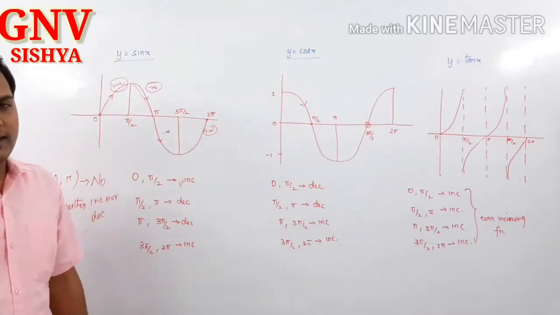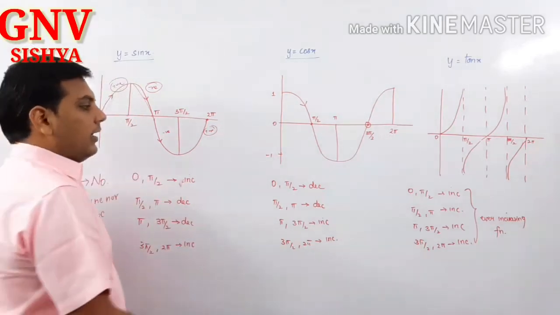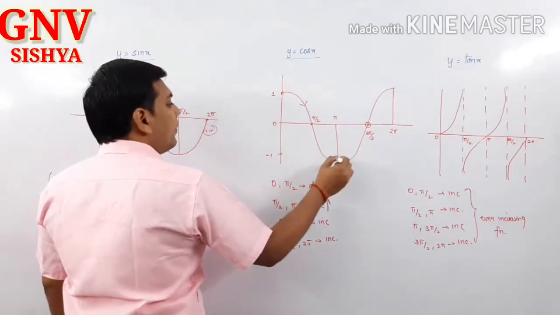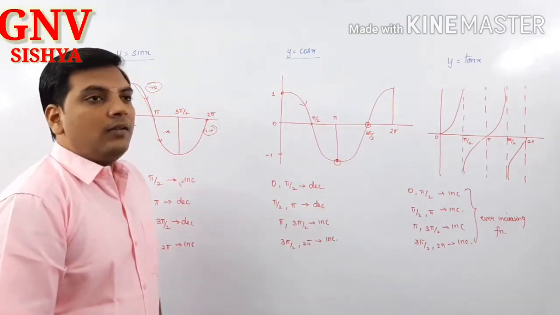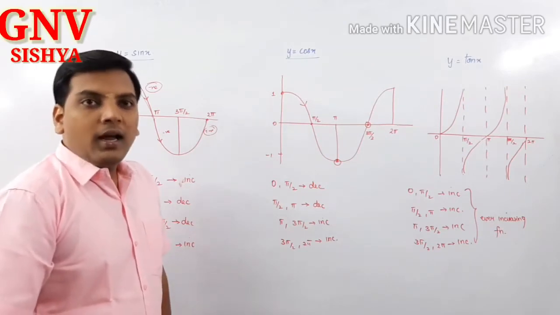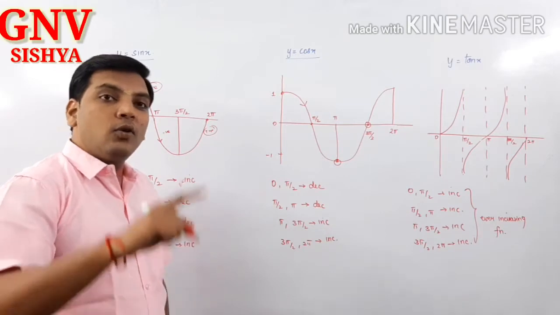y equal to cos x. How to explain this one? I think you can say, if I am going to say from 0 to pi, the function is decreasing. Is the statement correct? Immediately our brain will say no. I will also say no.